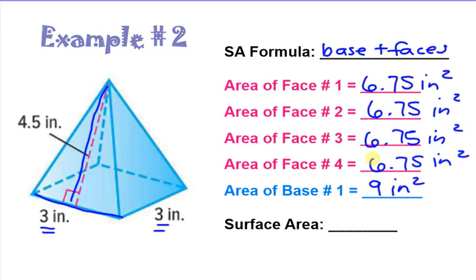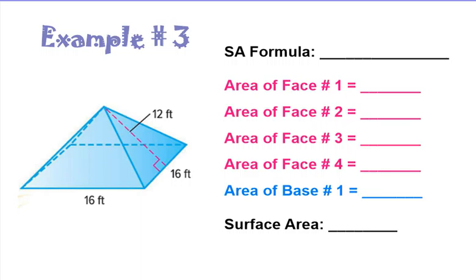Now the only thing I have left to do is add them all up. And that's going to give me 36 inches squared. All right, a little bit easier than triangular prisms, I think.